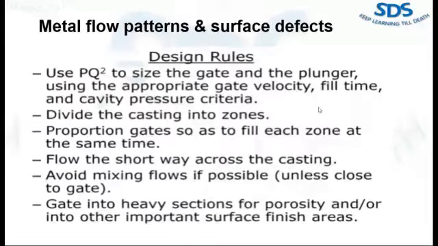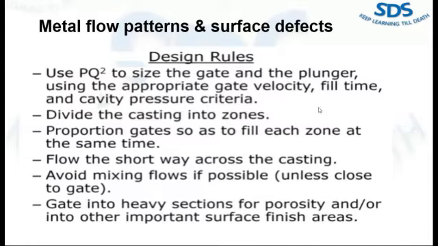For example, we calculate what flow rate we require to fill the casting, and we calculate what maximum flow rate the machine can produce. We compile this calculation with the help of the PQ square analysis. Through that, we find out the gate, the gate area, and the plunger size. So that is a brief on what PQ square is.